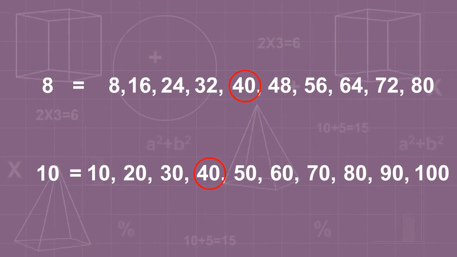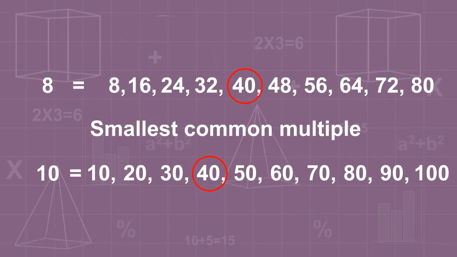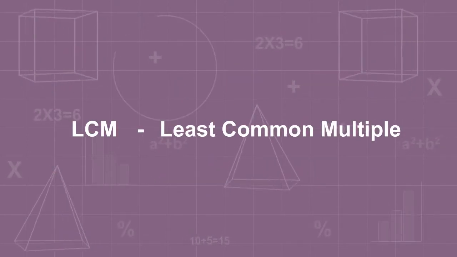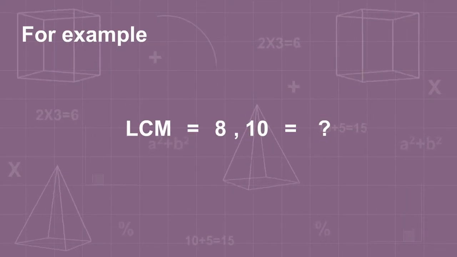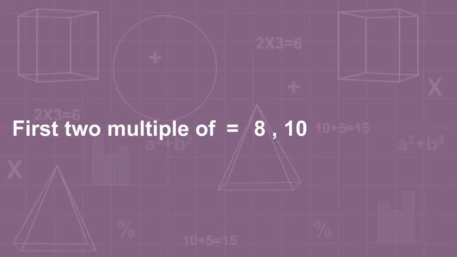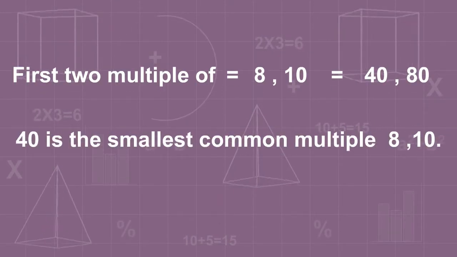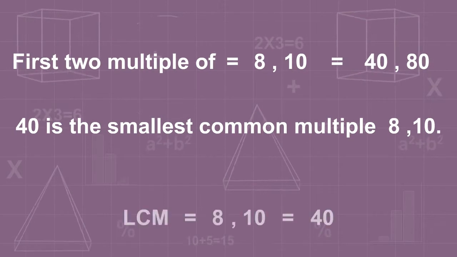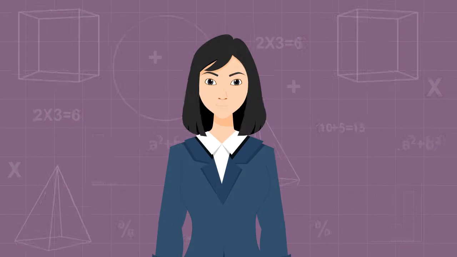The LCM of given numbers is the smallest common multiple of those numbers. The full form of LCM is least common multiple. For example, the LCM of 8 and 10. As you have seen that the first two common multiples of 8 and 10 are 40 and 80. Clearly, 40 is the smallest common multiple of 8 and 10. So the LCM of 8 and 10 is 40.